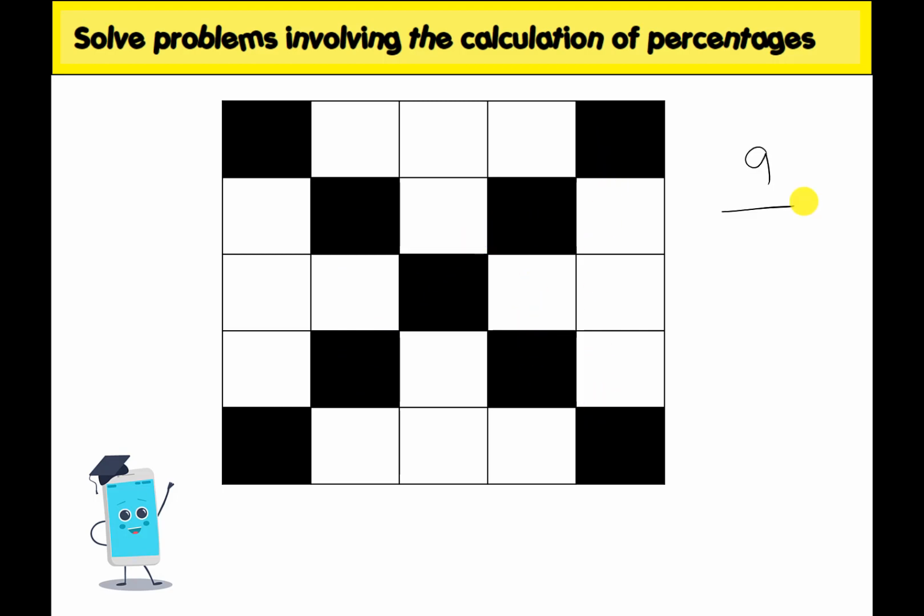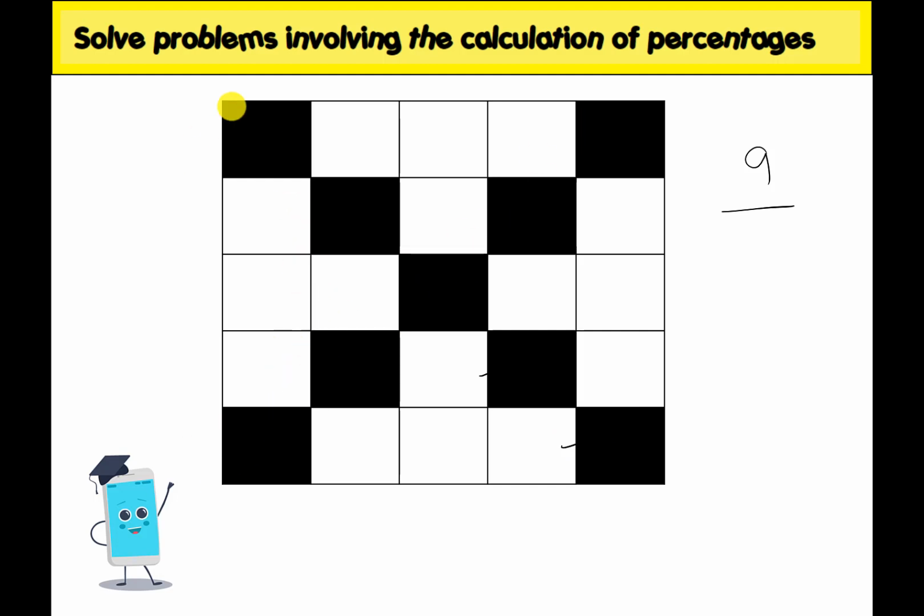It might sound obvious, but it's a really good habit to make sure that you count them methodically. Don't count 1, 2, 3, 4, 5, 6, 7, 8, because it's easy to lose track. So either count down in columns, or count across in rows, or even tick as you go. But whatever you do, make sure you keep track of what you're counting. So I have 9 black tiles.